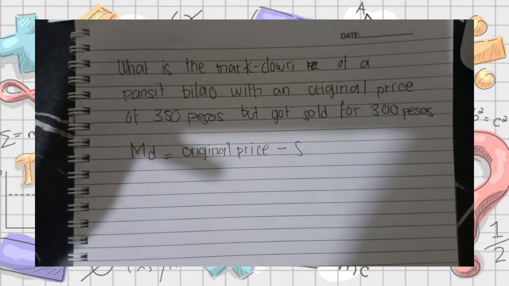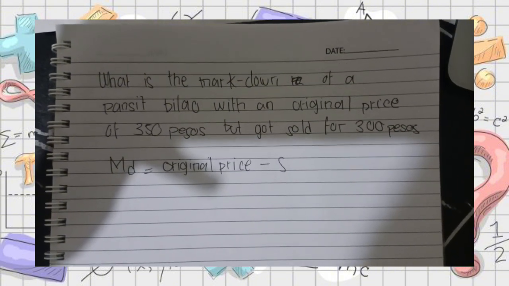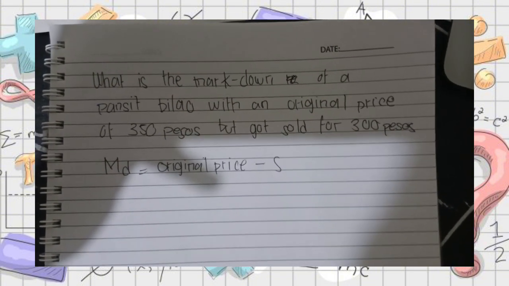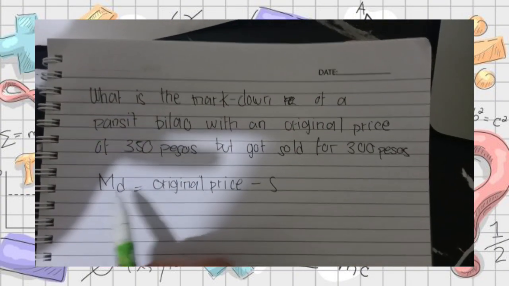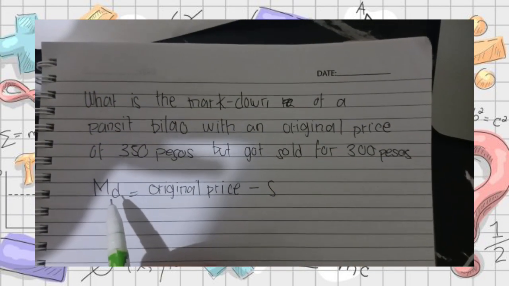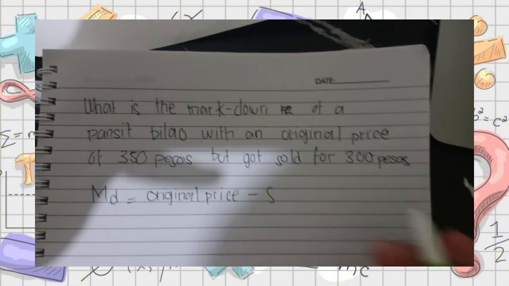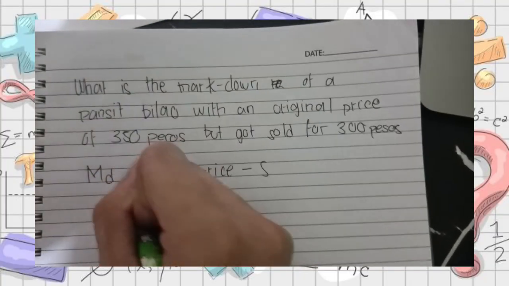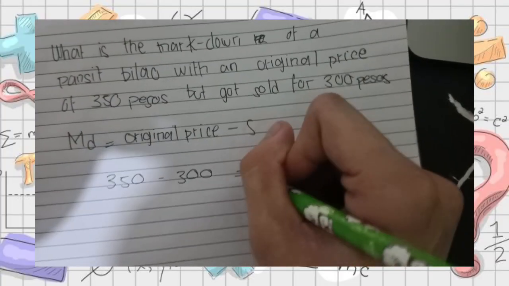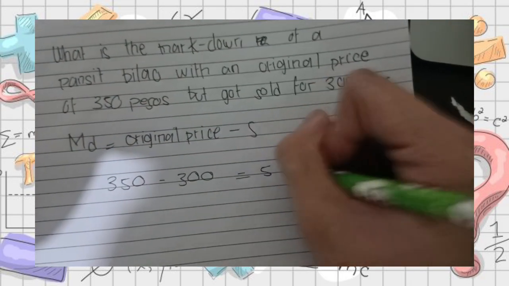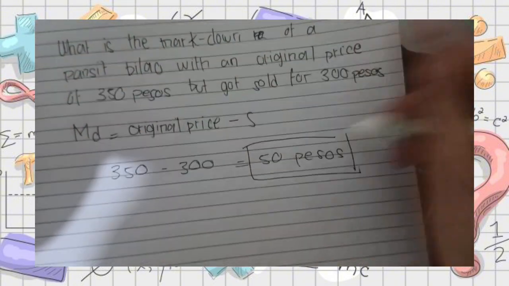So, for the last, what is the markdown of a pansit bilao with an original price of 350 pesos but got sold for 300 pesos? Ang tanong, ano yung markdown? Ito yung magiging formula natin. Markdown is equal to original price minus the selling price. Ayan. So 350 yung original price minus 300 and it's equal to 50 pesos. Ayan yung lumabas.